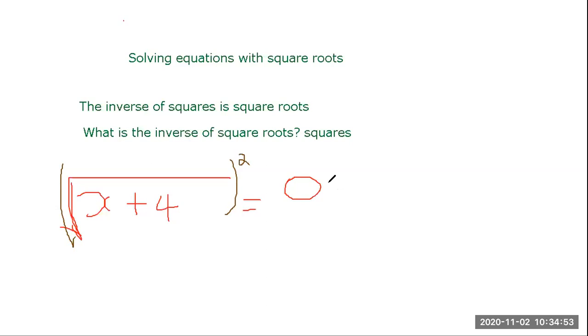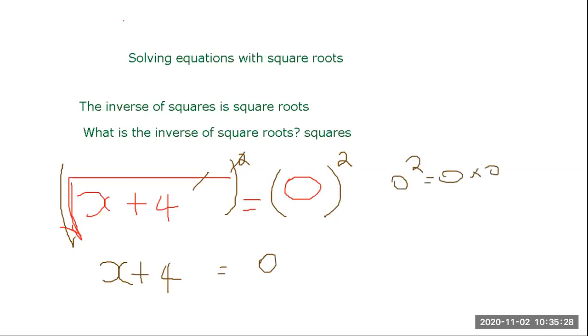And whatever, wait, hold on. Whatever I do on one side, I've got to do to the other side. All right. So then x plus 4. Remember, these cancel. So there's no more square root. It's gone. They cancel each other. Remember, inverses cancel each other. All right. So x plus 4 is equal to 0 squared, which is what? 0. Because 0 squared means 0 times 0. Yes, Anissa, that's correct.